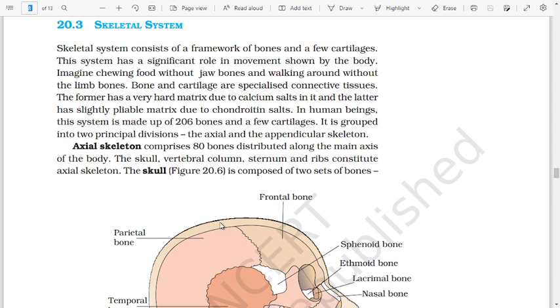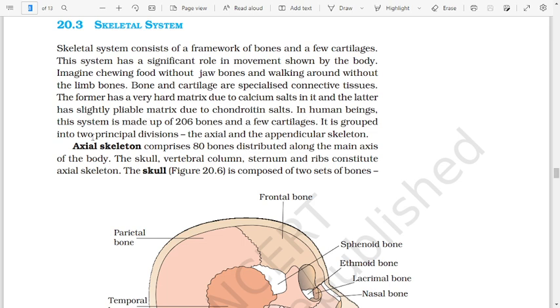Skeleton system. Skeleton system consists of a framework of bones and a few cartilages. This system has a significant role in movement shown by the body. Imagine chewing food without jaw bones and walking around without the limb bones. Bone and cartilage are specialized connective tissue. The former has a very hard matrix due to calcium salt in it, and the latter has a slightly pliable matrix due to the chondroitin salt.